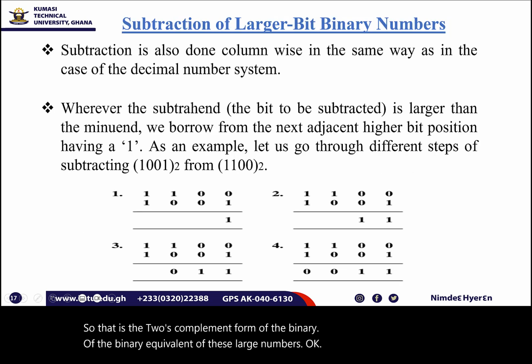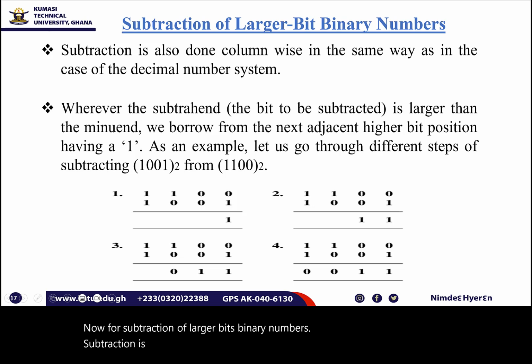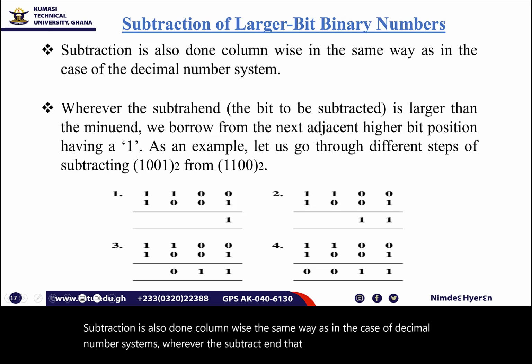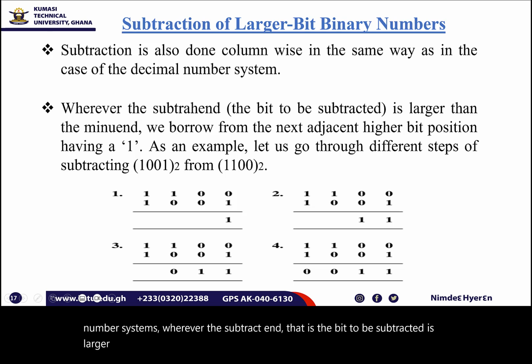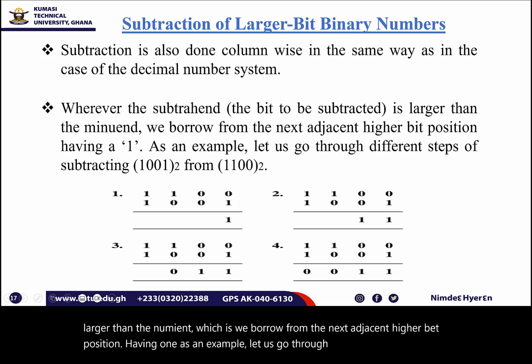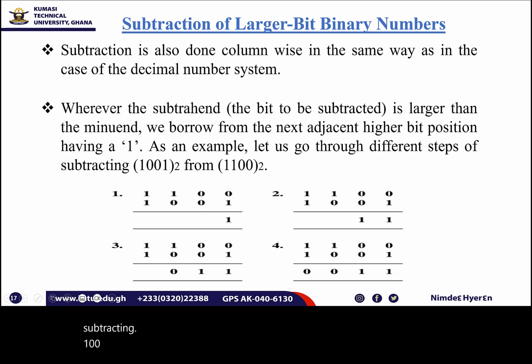Now, for subtraction of larger bits binary numbers, subtraction is also done column-wise, the same way as in the case of decimal number systems. Wherever the subtrahend, that is the bit to be subtracted, is larger than the minuend, we borrow from the next adjacent higher bit position, having 1 as an example. Let us go through the different steps for subtracting 1 0 0 1 from 1 1 0 0.